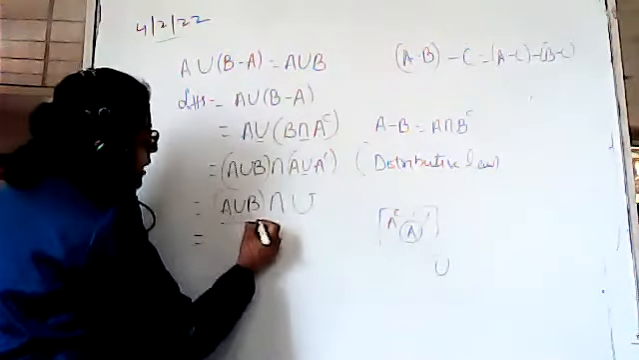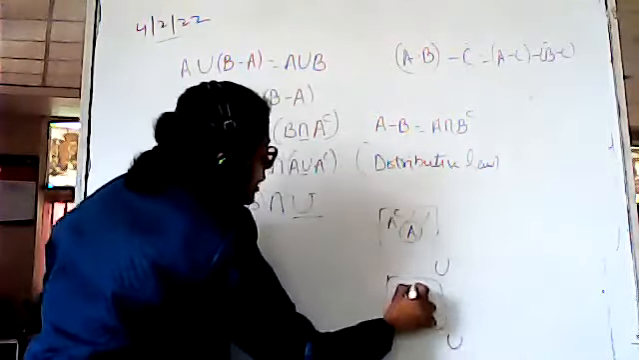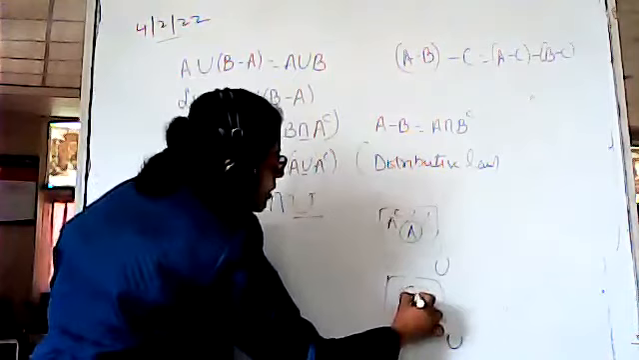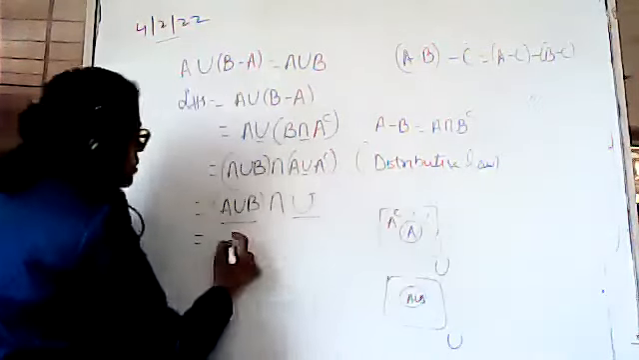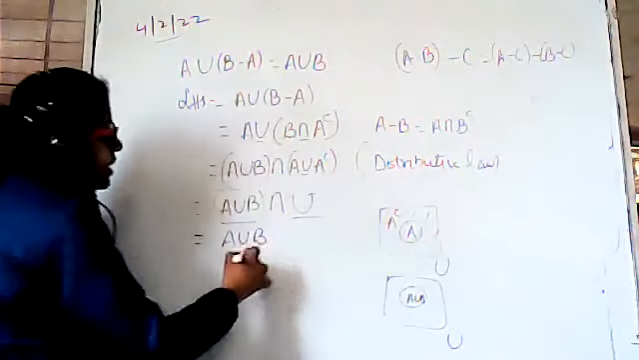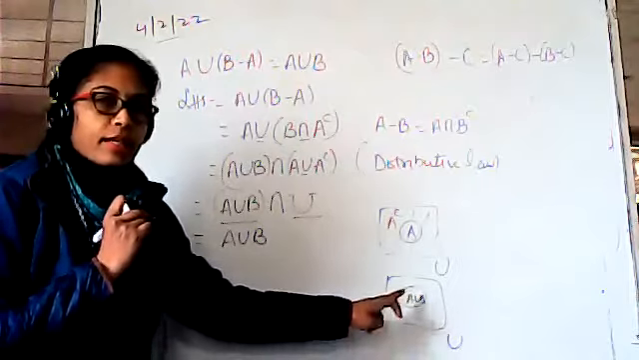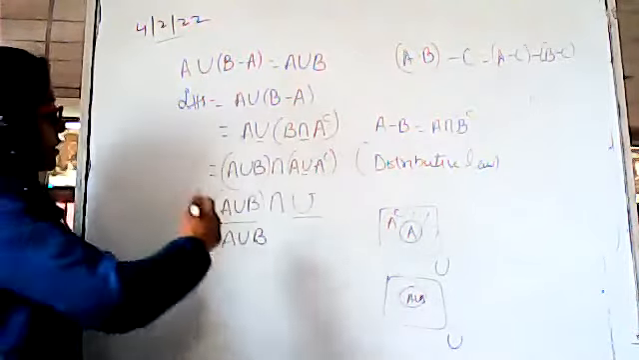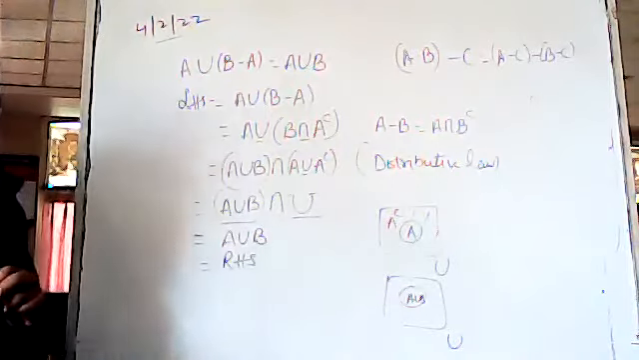So we have to take the intersection of these two. This is the universal set and this is A union B. So what will be common between these two? Common between these two will be A union B. Intersection means the elements which are present in both the sets, that is A union B as well as the universal set. So it will be A union B, which equals the right hand side. Okay?